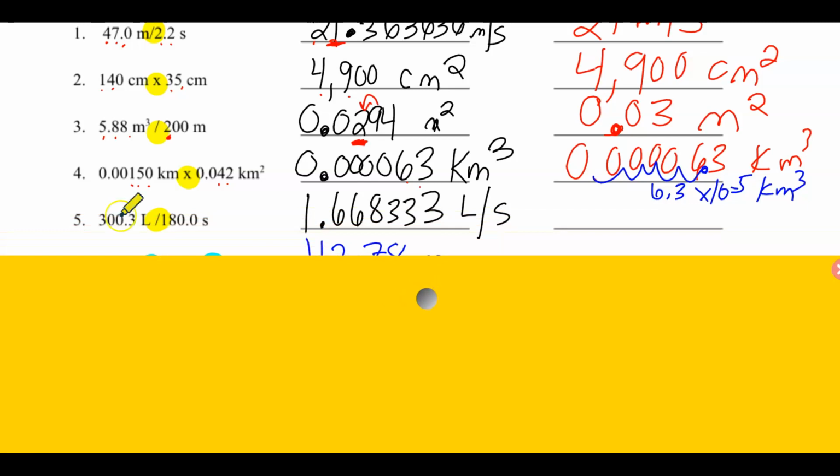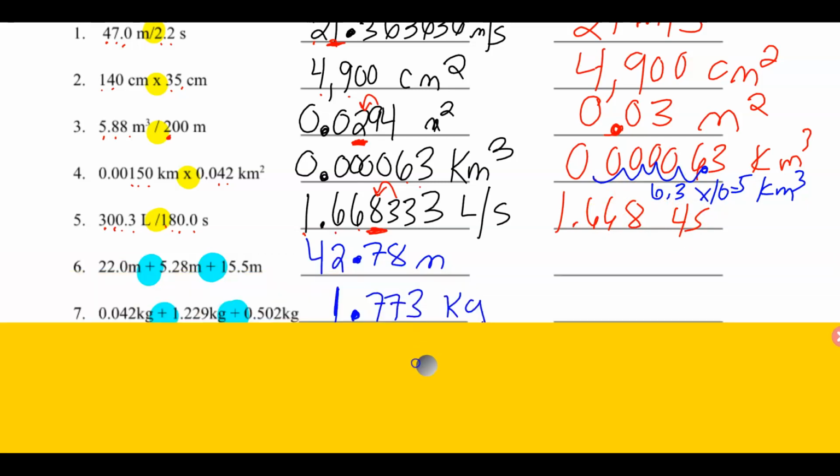Okay, number 5. We've got 1, 2, 3, 4 sig figs divided by 1, 2, 3, 4 sig figs. So I've got to have 4 sig figs. 1, 2, 3, 4. Look to the right. 3 can't round that up. 1.668, and my units are liters per second. Okay, so this is what we're going to be doing most often with lab data.